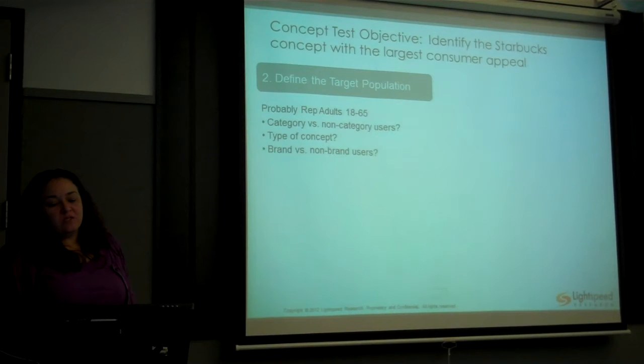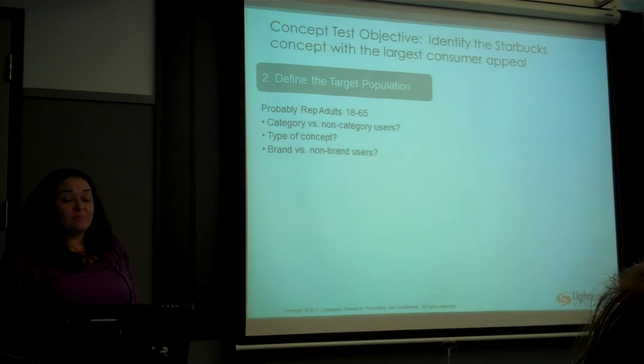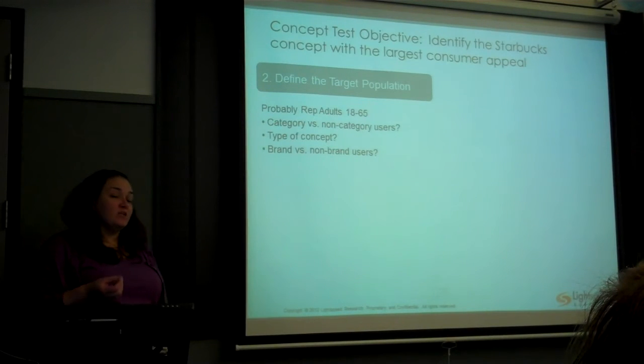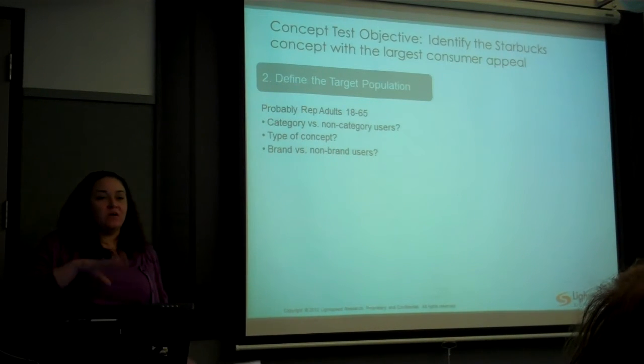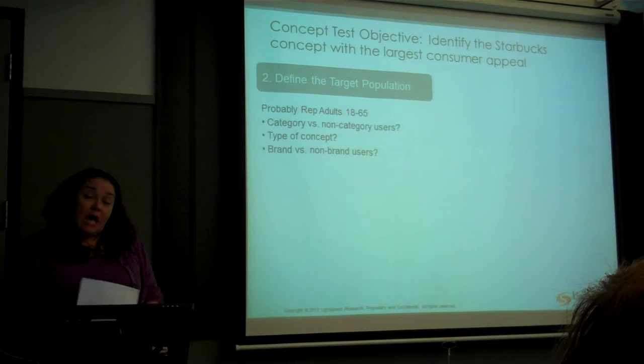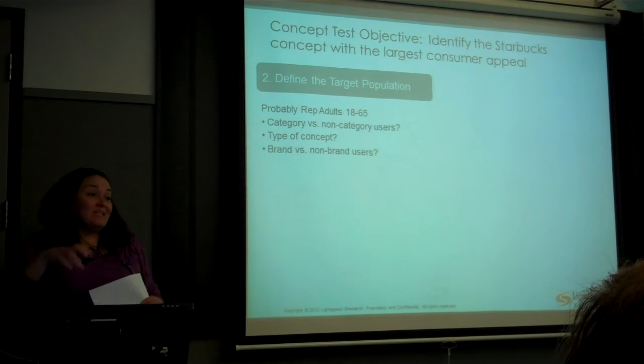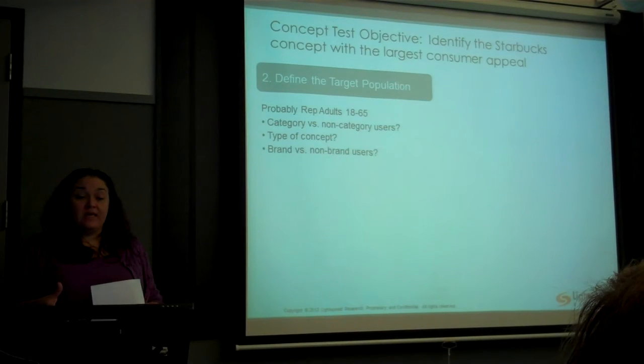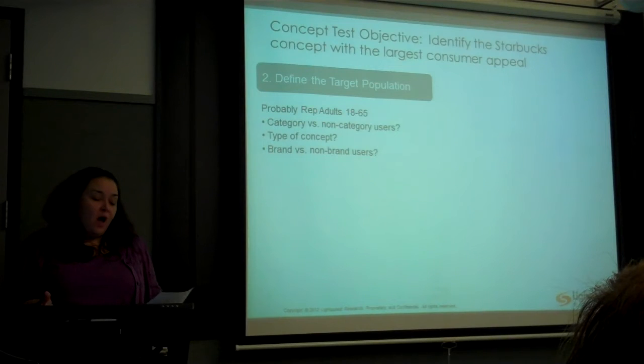The other thing you want to take into account is the type of concept it is, and there's 4 basic types of concepts. One is a restage, and that's where you're taking a product that's already out there and you're making some adjustments to it. You're either redoing the product, repositioning it, or doing something that's changing what's already out there. The next one is a line extension, and that's where you're actually adding something to your line. So in Starbucks' case, you might be adding a new flavor of one of their existing products.